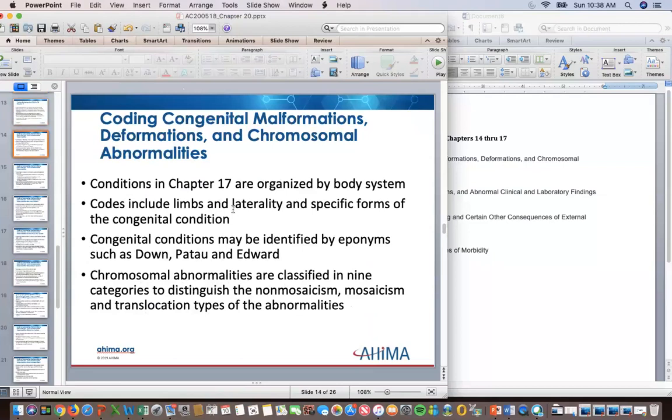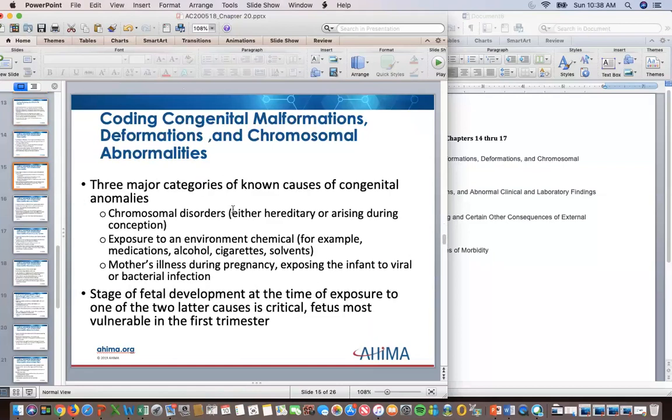You will notice that Chapter 17 is organized by the body system, so it includes your limbs, laterality, and specific forms of congenital conditions. There are eponyms. Congenital abnormalities are classified in 9 categories to distinguish the, and if I can pronounce these correctly, non-mosaicism and translocation types of abnormalities. There are 3 categories of known causes of congenital abnormalities, and again, you may end up doing a little research on this before you start to code these out.